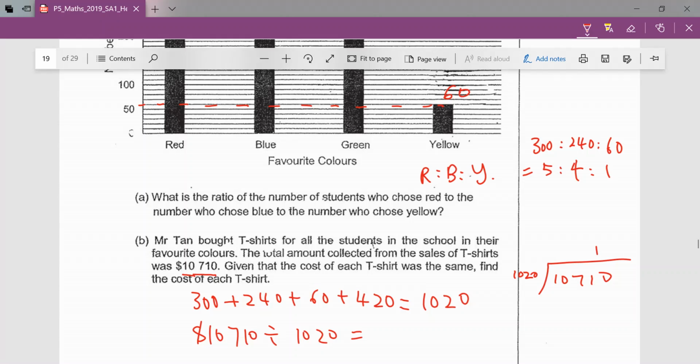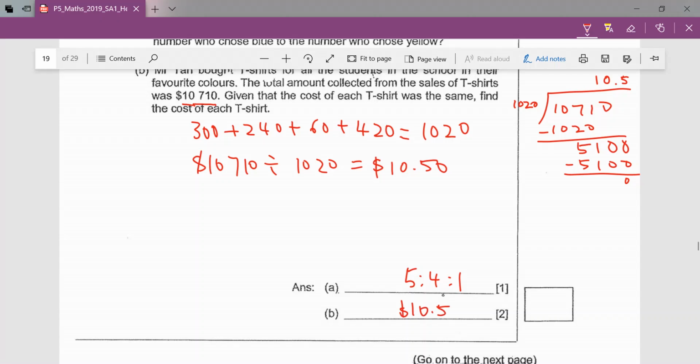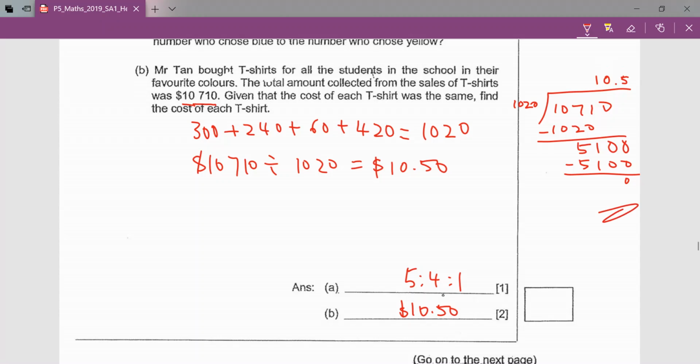It's a 1 here. Okay, you borrow another 0. So this is going to be a point something. Okay, it will be a 5. So it's 10.5, but because it's money, you have to put another 0 at the back because it's always 2 decimal places. So this is the answer. You can use your calculator, so don't waste time doing what I did here.